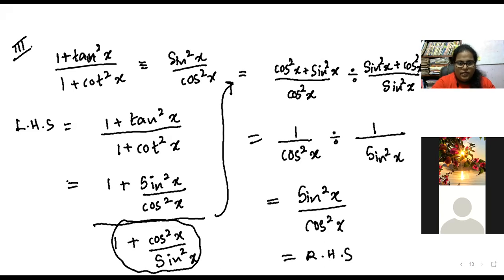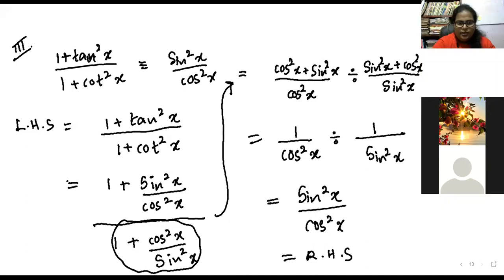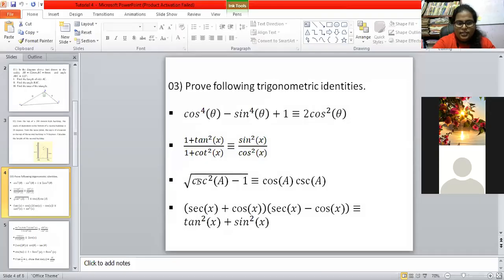Then we will go for the third one here. The third one is given like, here CSC denotes cosec, right? CSC is the same as cosec, right? Cosec square A minus 1 is identical to cos A cosec A, right? So we see the third one here.